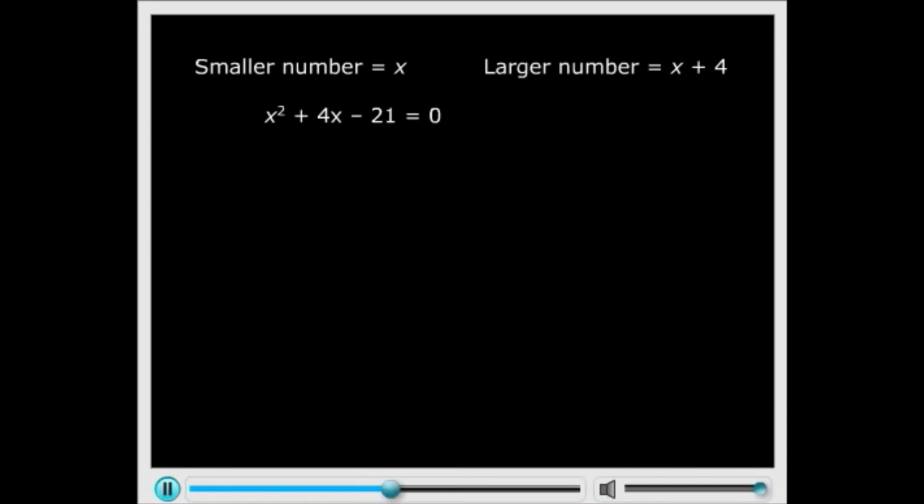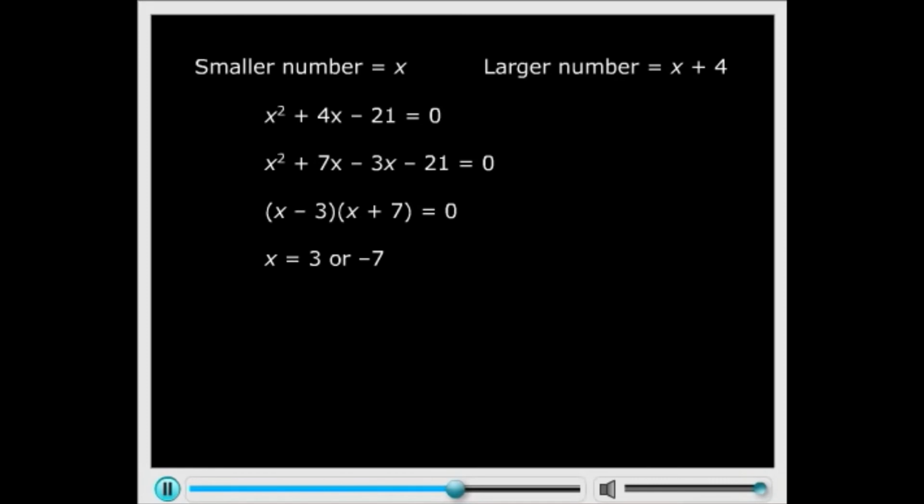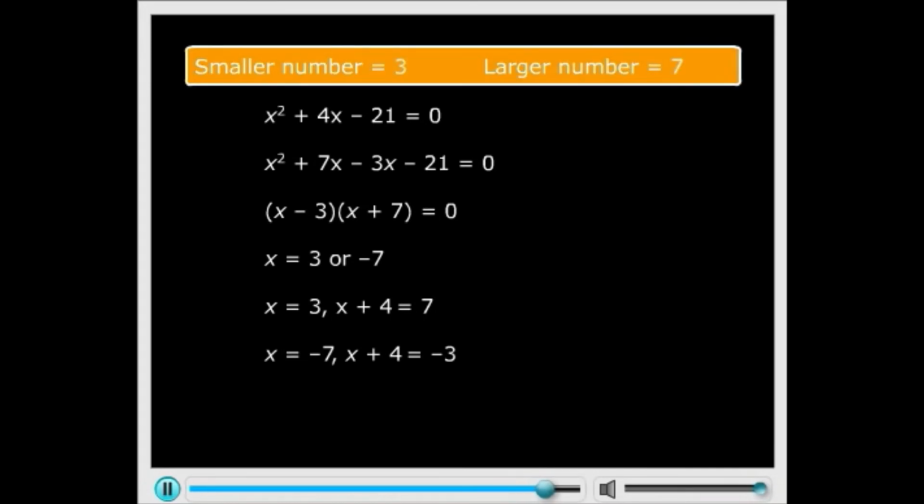Let's split the middle term. x squared plus 7x minus 3x minus 21 equals 0. So x, as you can see, can take two values, 3 or minus 7. If x is 3, then what is x plus 4? That is 7. And if x is minus 7, then x plus 4 is minus 3. So there are two possibilities. The numbers could be 3 and 7, or the numbers could be minus 7 and minus 3.